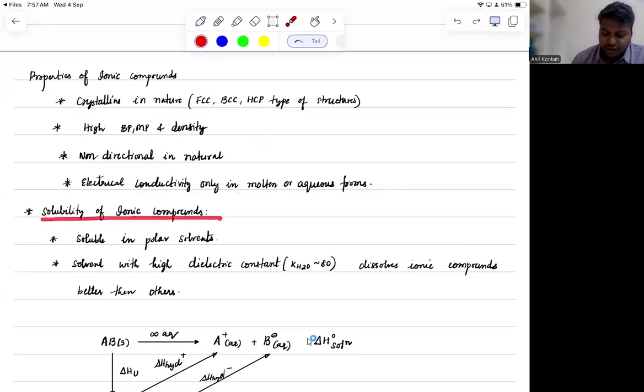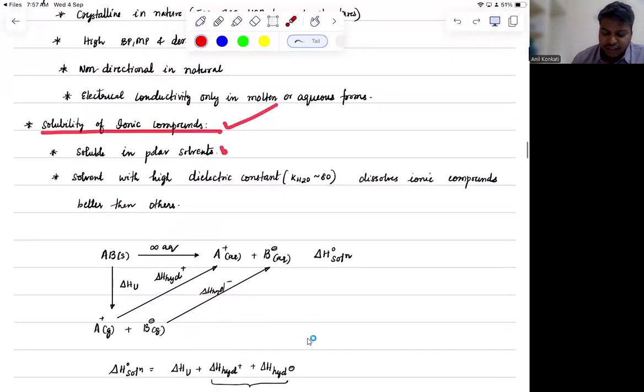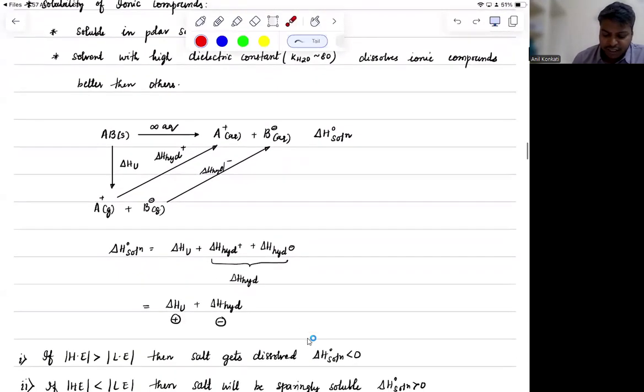Next, solubility of ionic compounds. They are highly soluble in polar solvents. A solvent with a high dielectric constant dissolves ionic compounds better than the others. So you can see solubility. If a molecule AB, which is an ionic compound, is added to infinite water, and it converts completely into A plus and B minus, then the energy released or absorbed is called delta H of solution.